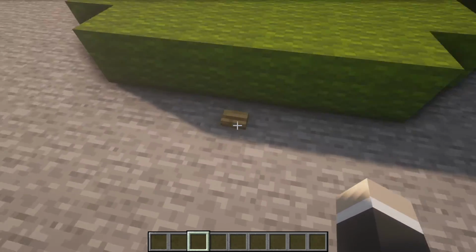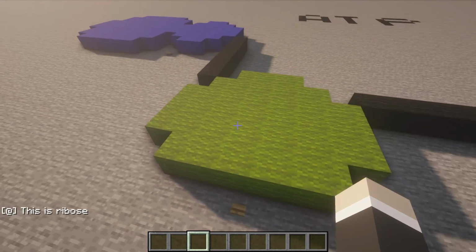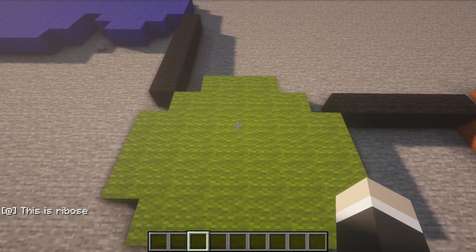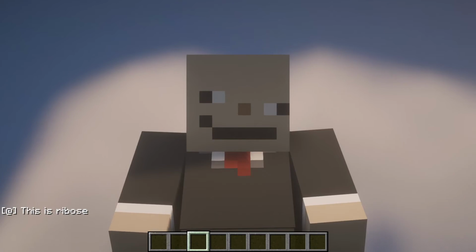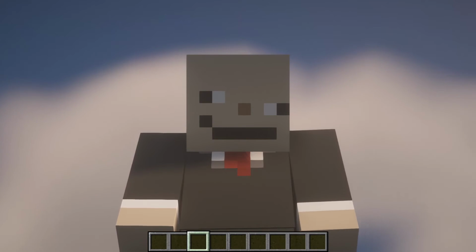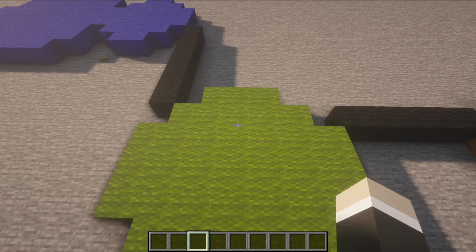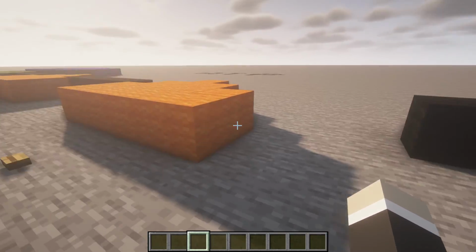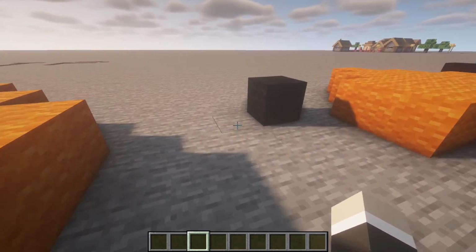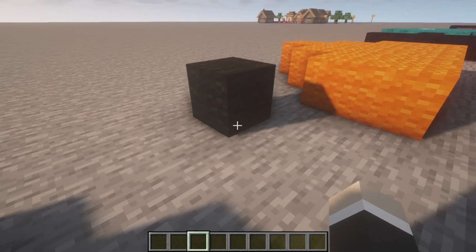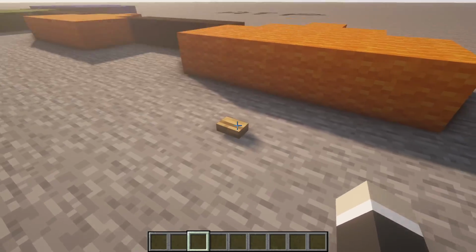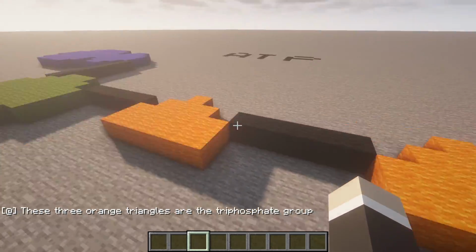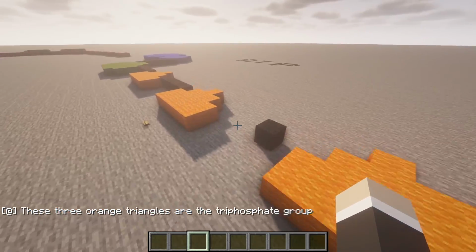I also put buttons here to make everything more convenient. Ribose also doesn't really have anything to do with this process, but I also labeled it. Okay, there's a block here instead of a line. Just pretend this is a line. This is a triphosphate group. There's 3 phosphates. They aren't quite separated yet.